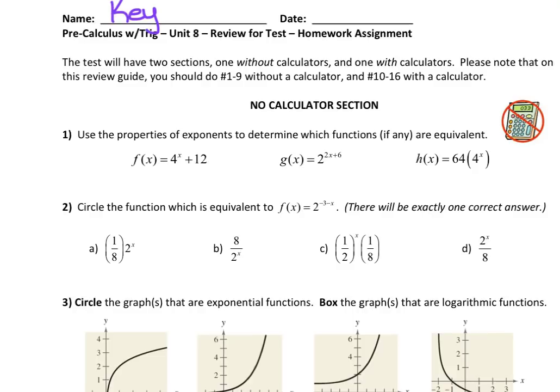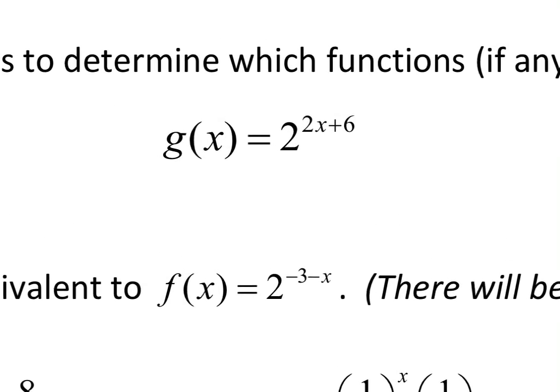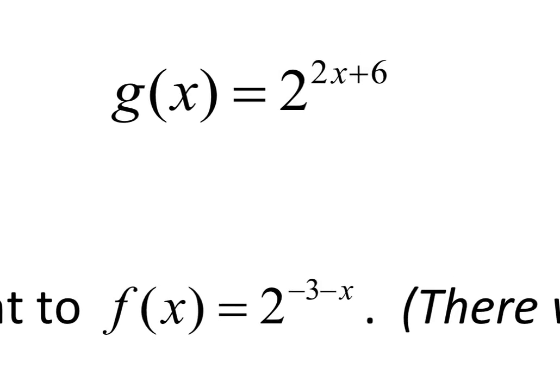So this first question is very similar to a question that was on the beginning of, I believe it was homework assignment 1, if you want to compare this. But what you're doing is looking to see if you can use the properties of exponents to find equivalent expressions here. So, for example, if I take this middle expression and look just at the exponent, I see that it can be factored, and so I can rewrite this expression as 2 to the 2 times (x plus 3) power.